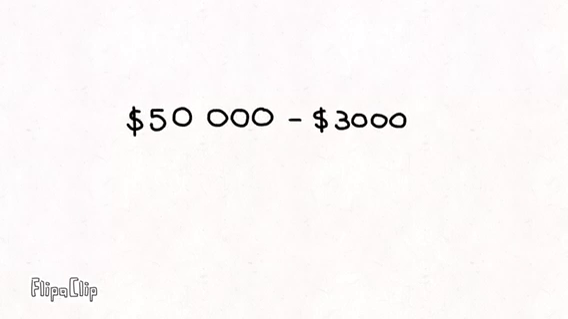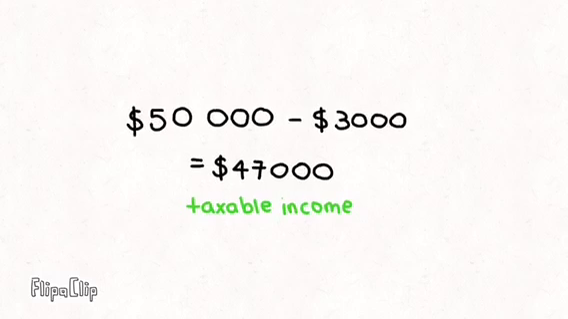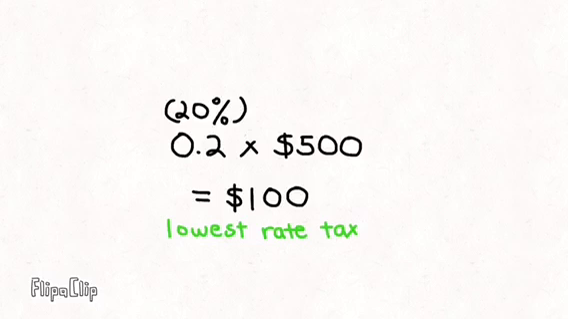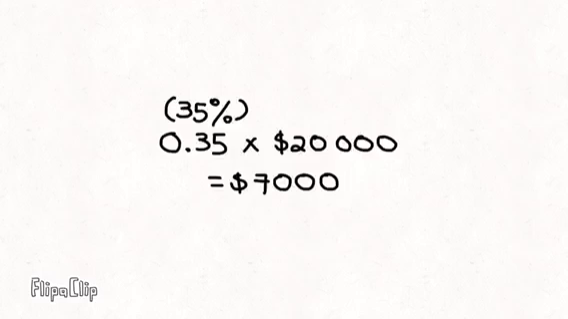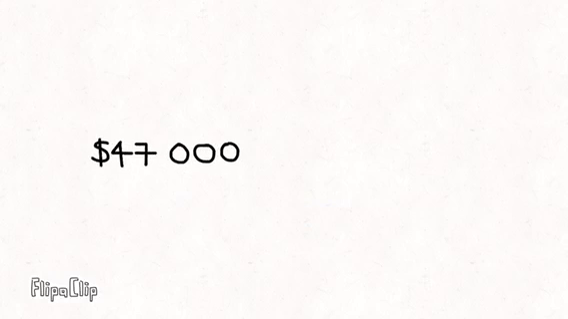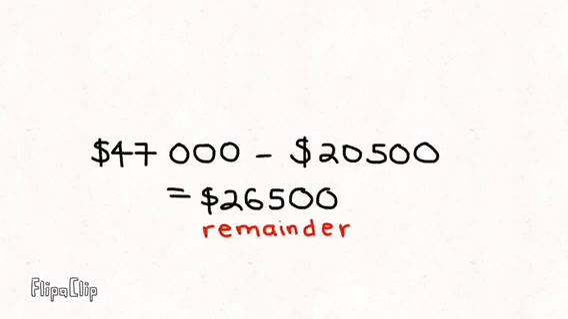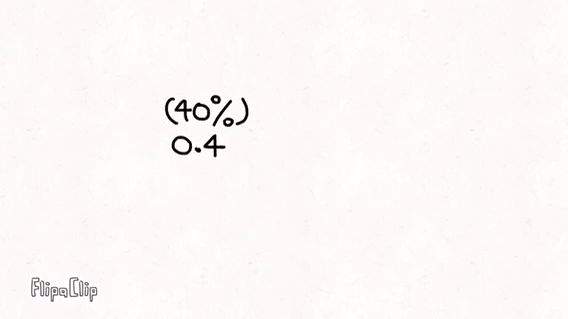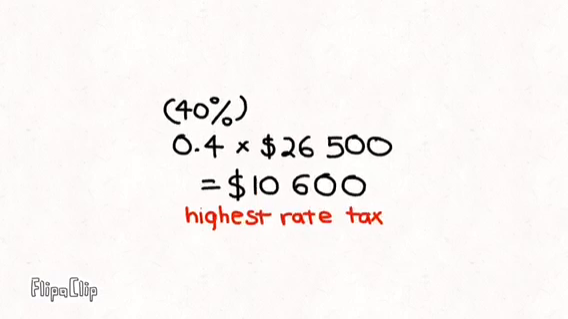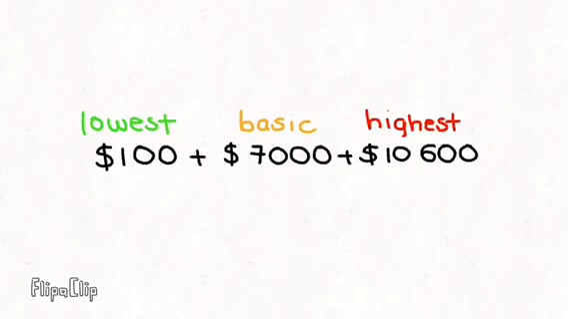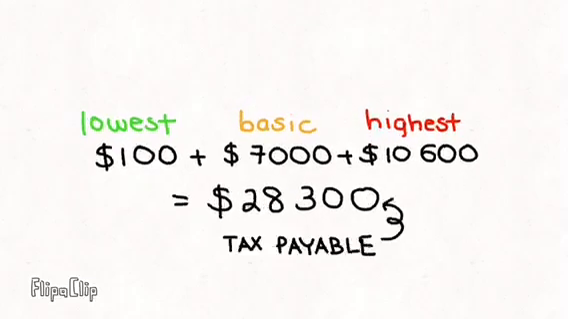Jeff would firstly have to subtract $3,000 from $50,000 to find his taxable income. Next, he would multiply 0.2 by 500 to find the lowest rate tax. He would do the same, and this time multiply 0.35 by 20,000 to find the basic rate tax. He would have to subtract 20,500 from his taxable income to find the remaining amount of taxable income he has left to pay. He then has to multiply this by 0.4 to find the highest rate tax. The final step is to add and find the total of the tax payable of the lowest, basic, and highest rate taxes he has to pay.